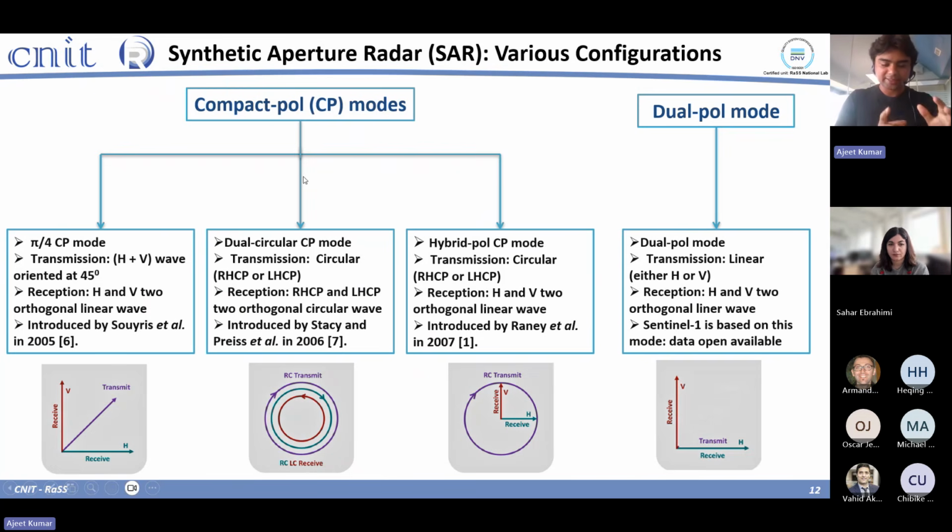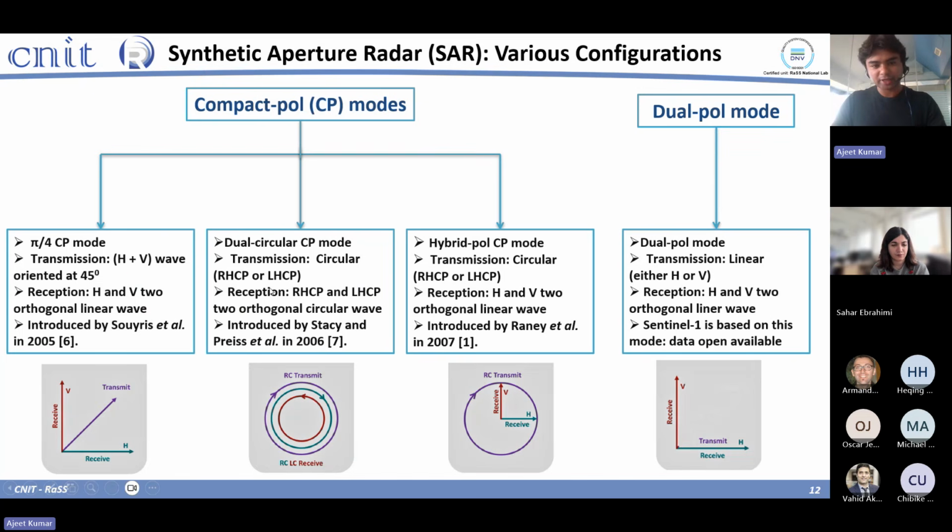The other set of methodologies discussed was the compact polarimetry mode, where the transmitted wave and received wave are different, not the same. For example, the pi/4 mode: this idea was proposed in 2005 by Souyris. I don't think this has been realized in a practical scenario, especially for spaceborne; we have not seen any data of this. It says that you transmit a 45-degree inclined linearly polarized wave and you receive H and V.